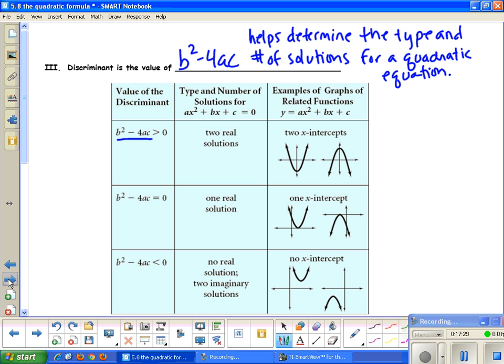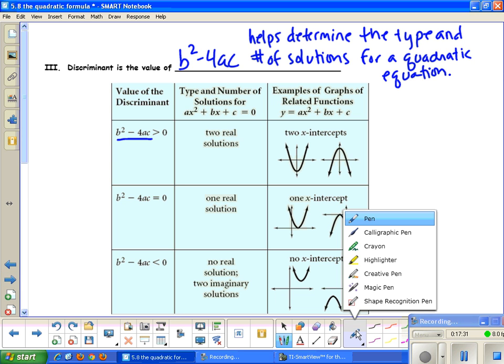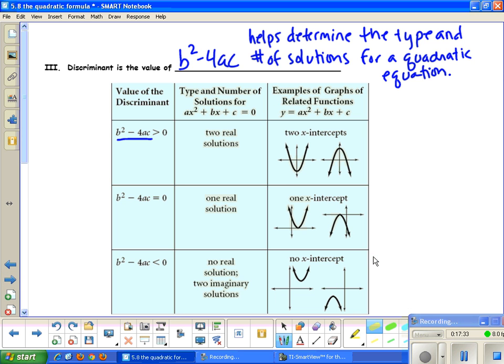So when it's greater than 0, you're going to have two real solutions. And if we were to graph that, that means your graph would cross the x-axis in two places. We've talked about that before. It just looks something like this. You can just copy those graphs down. So you had two x-intercepts.